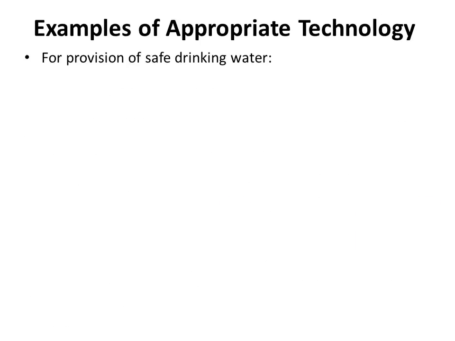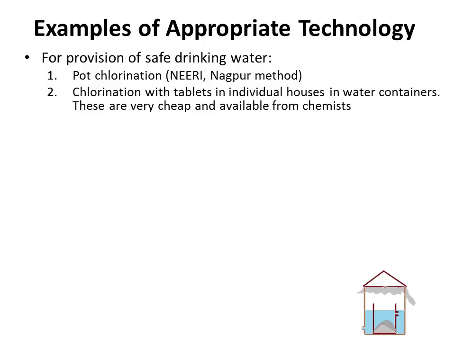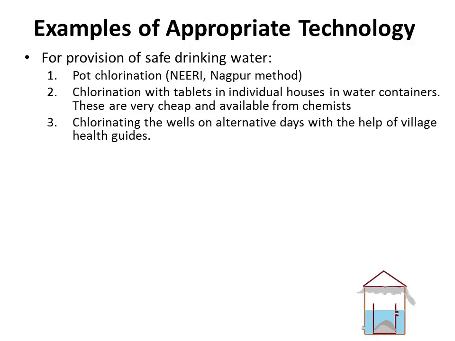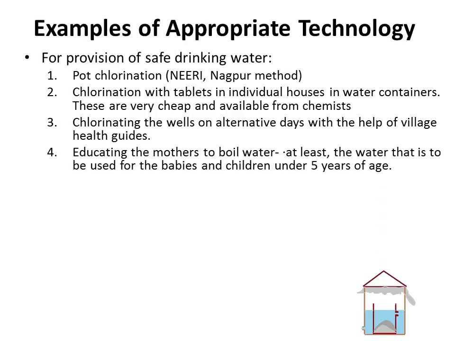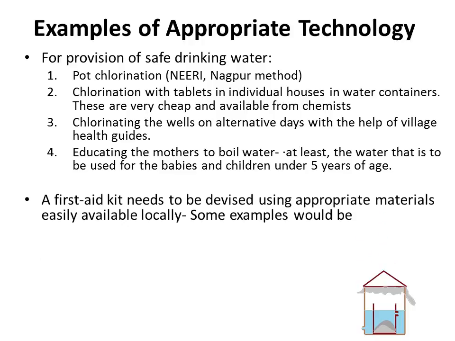For provision of safe drinking water, appropriate technology has been developed, like pot chlorination by NIRI. Chlorination with tablets in individual houses. These tablets are very cheap and easily available with the chemists. Chlorinating the wells on alternate days with the help of community workers. Educating the mother to boil water, at least that water which is to be used for babies and small children.